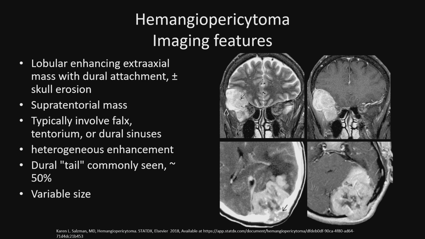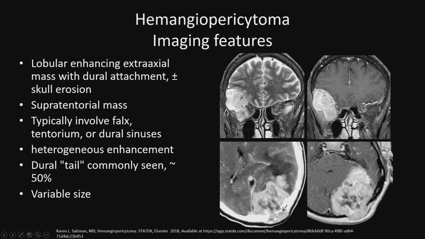However, this is more common in meningiomas, and the size is very variable. However, we can see that the mass can be greater than 4 centimeters. In this image, we can see a coronal T2 MRI that shows a heterogeneous hyperintense mass in the inferior frontal region with central flow voids, and we can see bone erosion, characteristic of hemangiopericytoma.